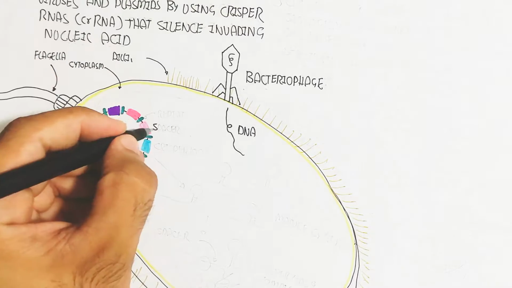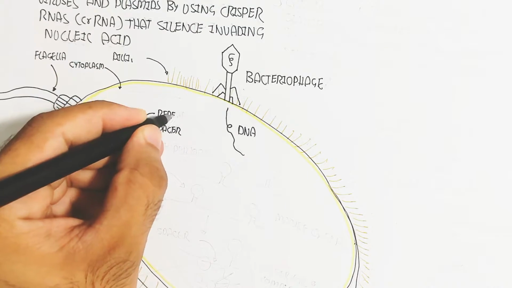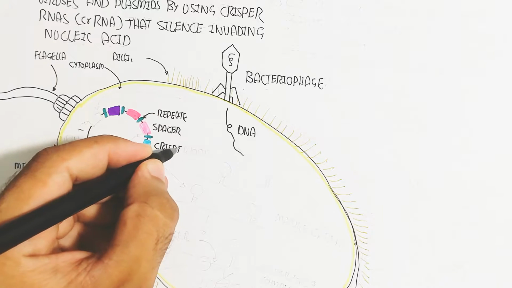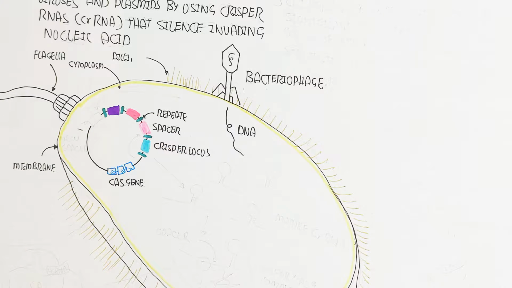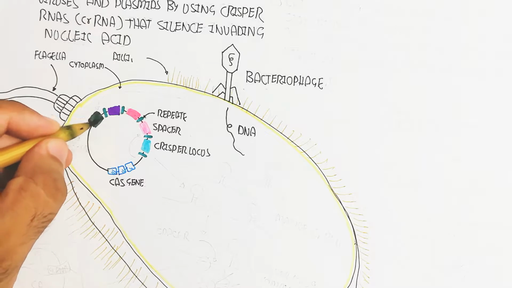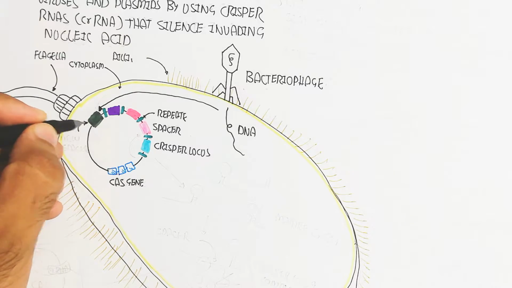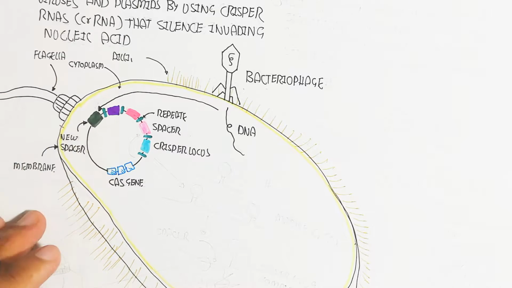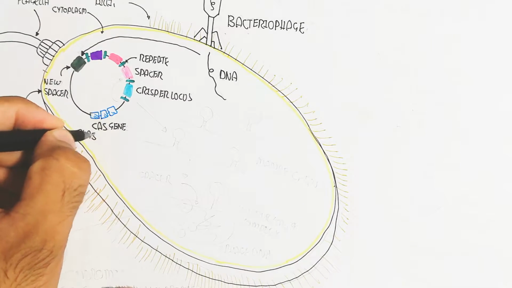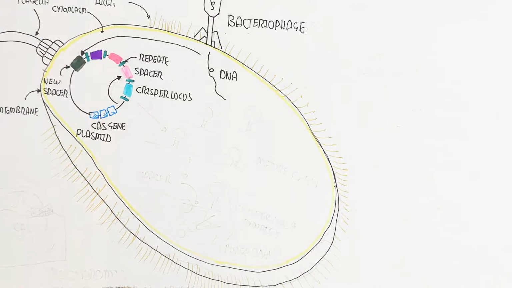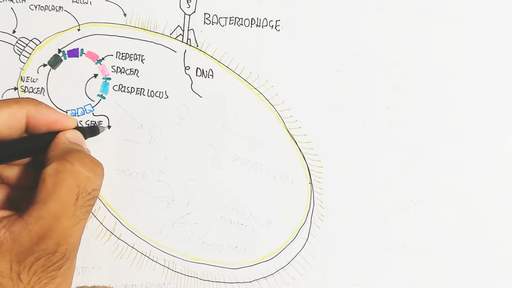After this transformation, the plasmid contains the Cas gene and the promoter, as well as a CRISPR locus, which contains spacers and repeats. The spacers are different colors while the repeats are the same color, so these are the palindromic repeats. Here you can see the DNA of the bacteriophage, which will be bound to form a new spacer.